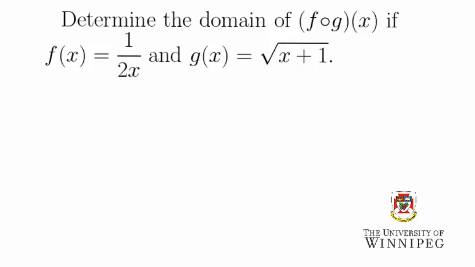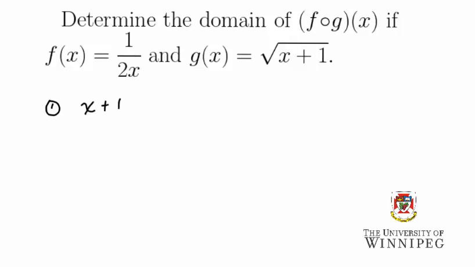In this video, we're going to determine the domain of the composite function where f is the rational function 1 over 2x and g of x is the radical function square root of x plus 1. Remember that the first thing we want to do is take a look at our second function up here, which is g, and we want to determine any values that make g of x undefined.